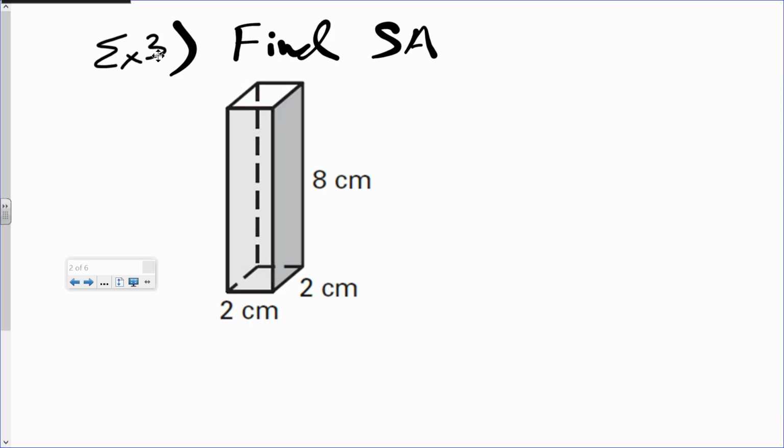Find SA. Would someone please blurt out what does SA mean? Surface area. What's the surface area of this prism? Okay. What is the surface area?